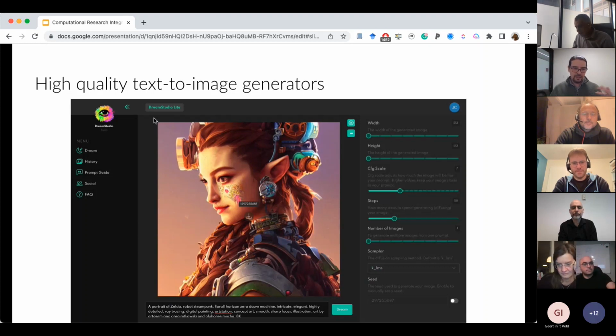So here there's a company called Dream Studio where you input a text. Here's a portrait of Zelda, so they're describing what kind of image they want in natural text, and they put Dream, and it generates this amazing artistic view of that text.